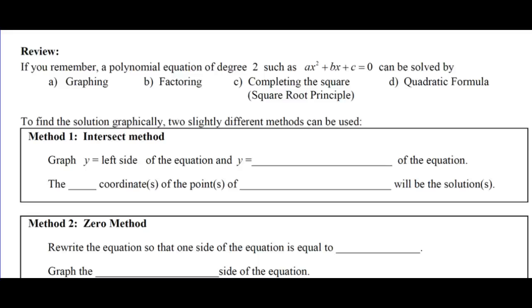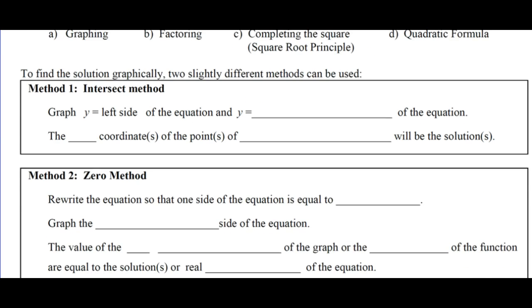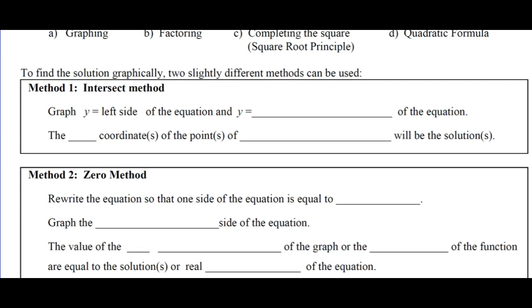Review. If you remember, a polynomial equation of degree 2, such as ax squared plus bx plus c equals 0, can be solved by graphing, factoring, completing the square, also known as square root principle, or the quadratic formula. To find the solution graphically, there's 2 slightly different methods which can be used. You can graph y equals the left side of the equation, and y equals the right side.